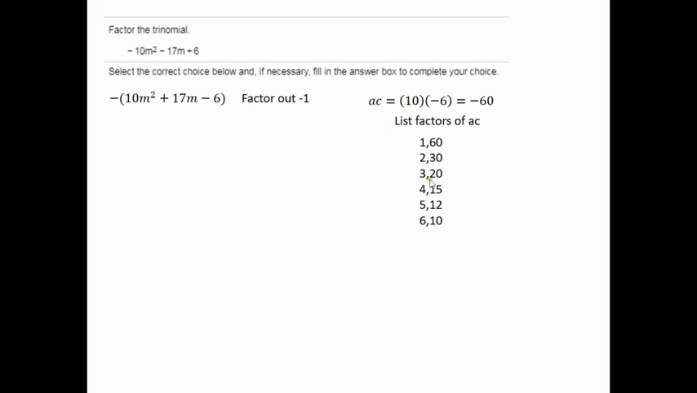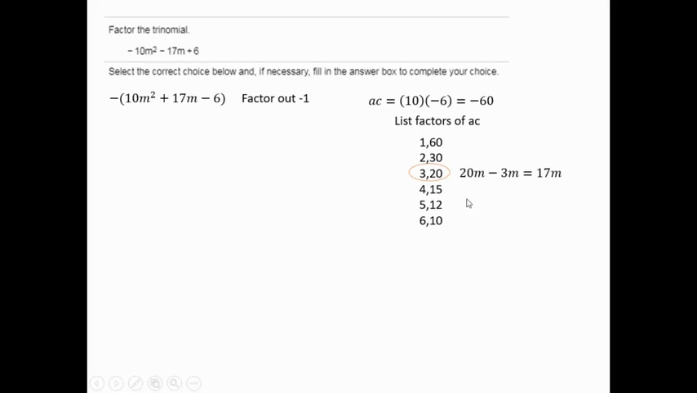So since we've looked at the factors of AC, what we've got to consider is which of these factors work. I've got plus and minus in my trinomial, so that implies that there's going to be subtraction occurring when we combine like terms in the inner and outer. So we're looking for terms that will subtract to get us to 17m. So we look at these here: 2 and 30 would get us 28, 1 and 60 would get us 59, 3 and 20 gets us to 17, right?